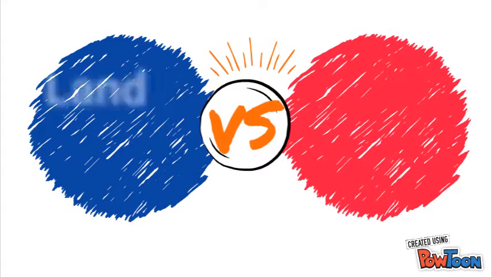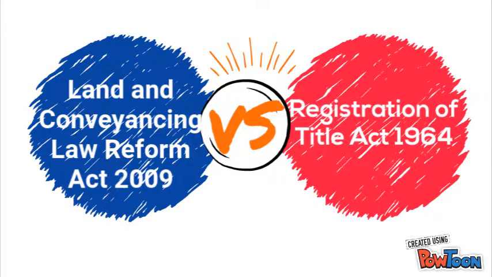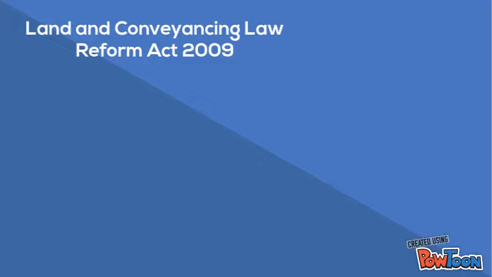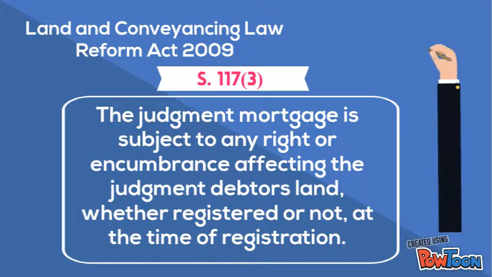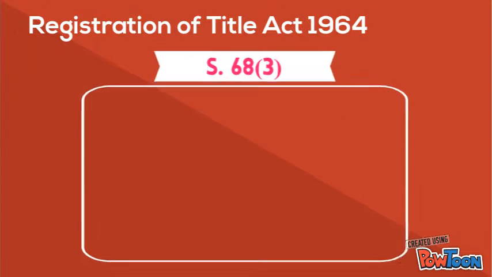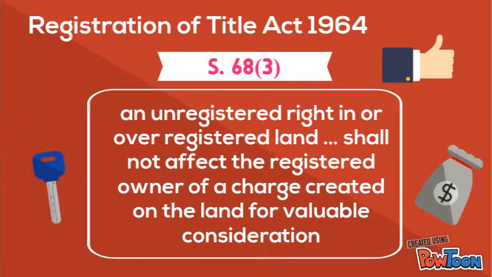The priority of a judgment mortgage depends largely on the conflict between the Land and Conveyancing Law Reform Act and the Registration of Title Act. Under Section 117, Subsection 3, the judgment mortgage is subject to any rights or encumbrance affecting the judgment debtor's land, whether registered or not, at the time of registration. Yet, under Registration of Title Act Section 68, Subsection 3, an unregistered right in or over registered land shall not affect the registered owner of a charge created on the land for valuable consideration.